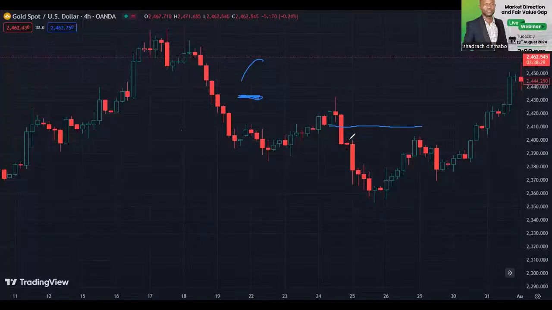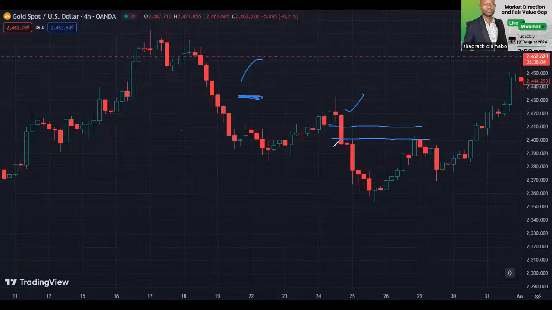Okay, the next one too, so this becomes our fair value gap. Do you see that? So we have our fair value gap. This is a valid fair value gap, right? Yes, it's a valid fair value gap. Now, what do we do now?